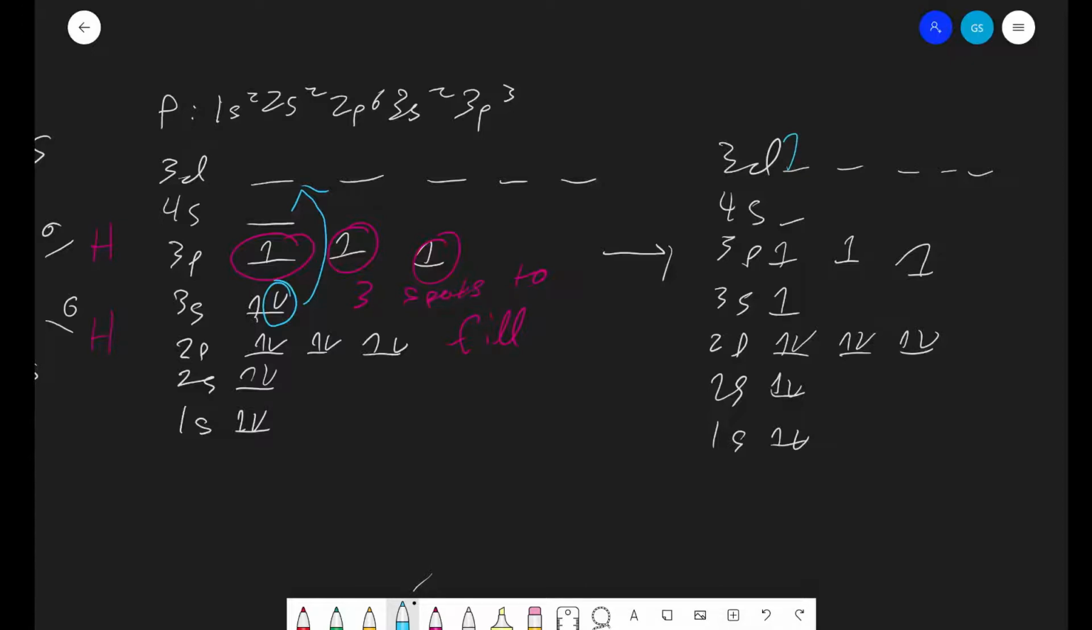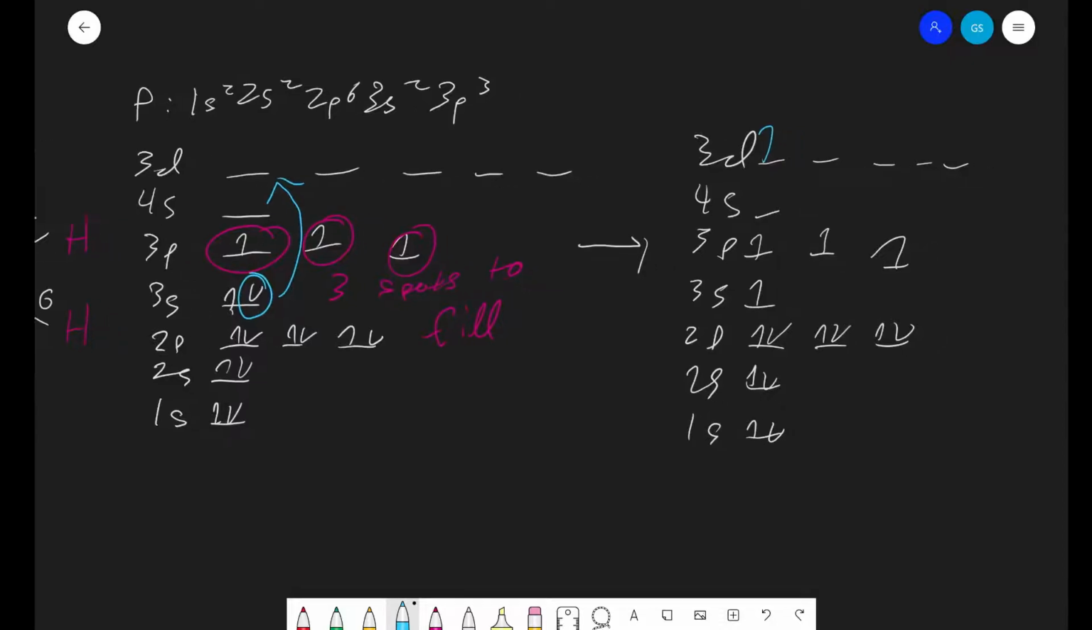We do this because just because 4s is a lower energy level doesn't mean we put it there. We're still in the third row, right? If you look at your periodic table, we're still in the third row. So we're not going to randomly put it in the 4s orbital when we haven't filled up that 3D orbital. So this is what it looks like now.